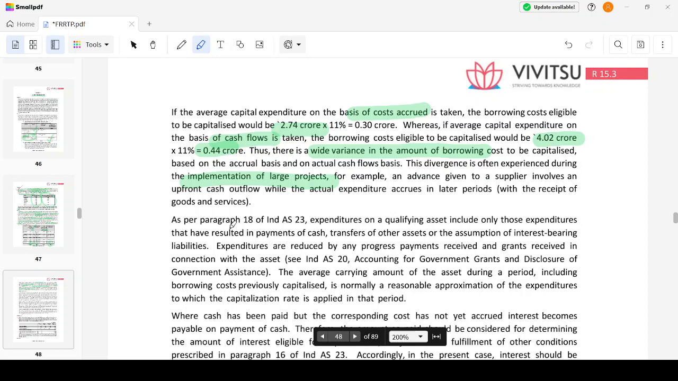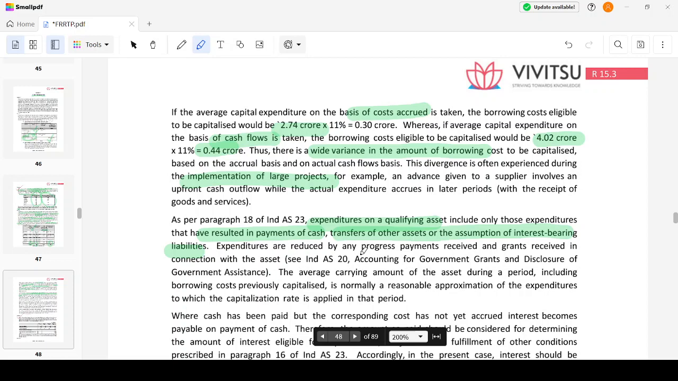As per Ind AS 23, expenditure on a qualifying asset includes only those expenditures which have resulted in payments of cash, transfer of other assets, or the assumption of interest-bearing liabilities. This is a very important point to be written in an exam. If this question or a similar question is asked, this is an important point. Expenditure on a qualifying asset includes only those expenditures that have resulted in the payment of cash, transfer of other assets, or the assumption of interest-bearing liabilities.